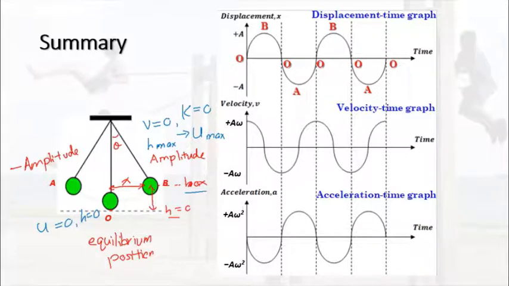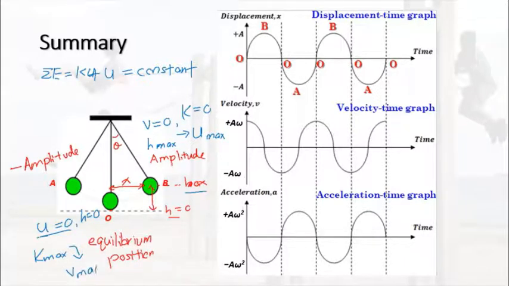So according to the principle of conservation of energy, the total energy E equals K plus U. And if there's no energy loss, then it is always a constant value. So when the object moves from B back to O, the energy is transformed from U into K. When it reaches the lowest point, U equals 0. That means all of the energy has been transformed into K. So you have Kmax at the lowest position, the equilibrium position, and this Kmax tells you that you have maximum velocity at the lowest point.